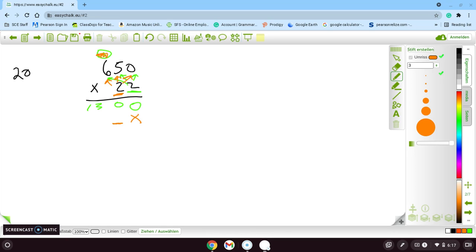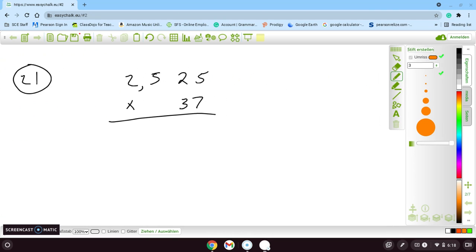I'm going to get rid of that regroup. 2 times 0 is 0. 2 times 5 is 10. Regroup my 1. 2 times 6 is 12. Plus 1 is 13. And look at that, it is still 13,000. So now we add 0 and 0, 0 and 0, 3 and 0. 3 and 1 is 4 and 1. So our answer is 14,300.